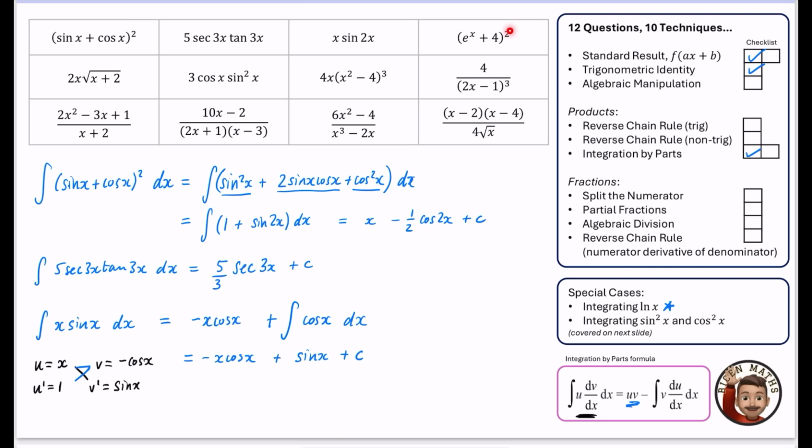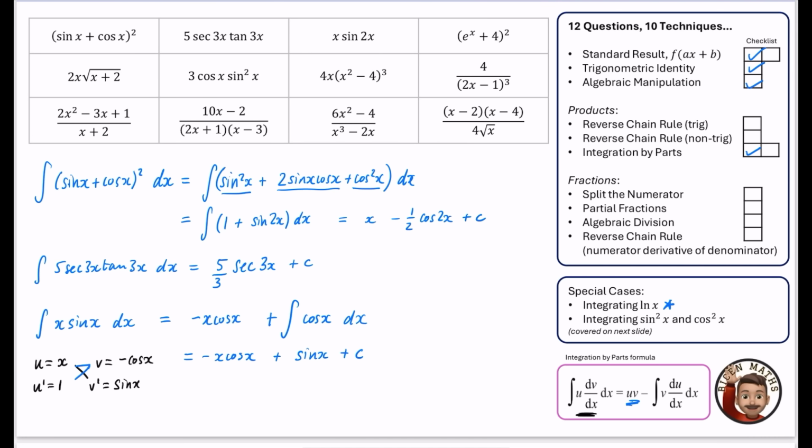Now, my next one that I've got here is e to the x plus 4, all squared. Well, it kind of reminds me of this first one. I need to do some manipulation first of all. There's not going to be a trig identity. I think this one is going to be our algebraic manipulation.